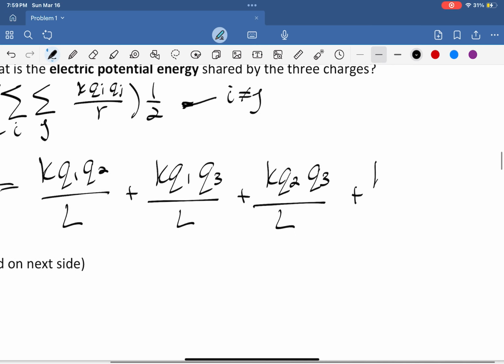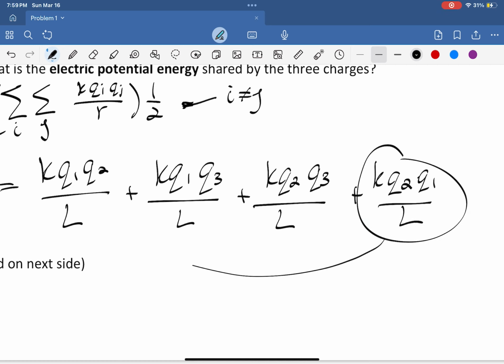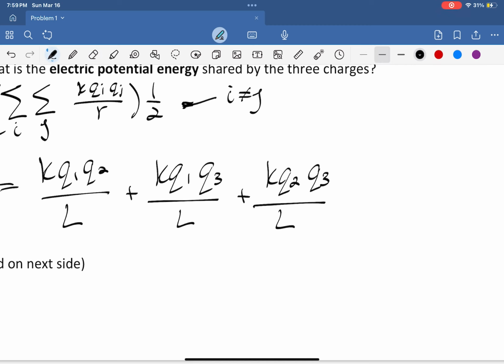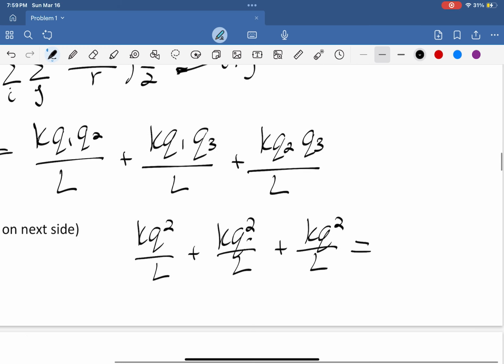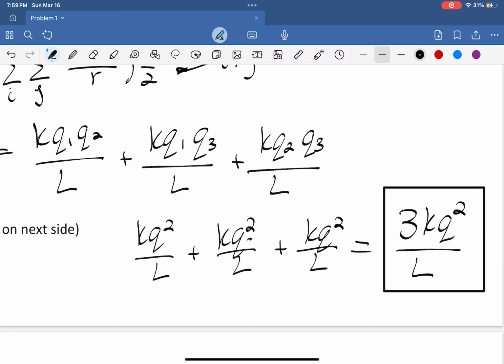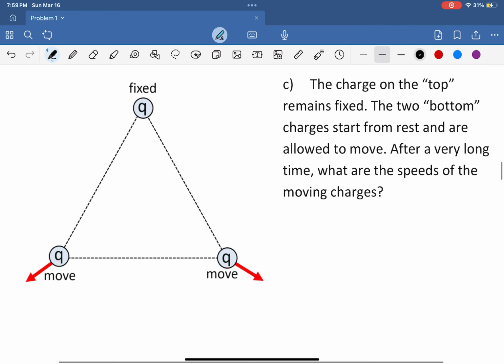And you see the reason I don't include the half is because you'd end up getting plus KQ2Q1 divided by L, which is exactly the same as this, and there's no reason to do that. Just realize you need to do it for each pair, from one to the other. So my final answer, by the way, Q1, Q2, and Q3 are exactly the same. So it's KQ squared divided by L plus KQ squared divided by L plus KQ squared divided by L, which equals 3KQ squared divided by L. That's the answer.